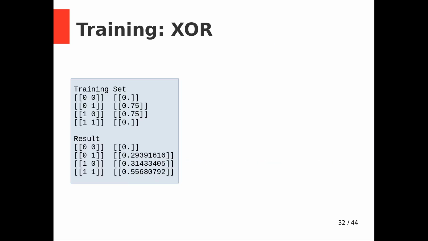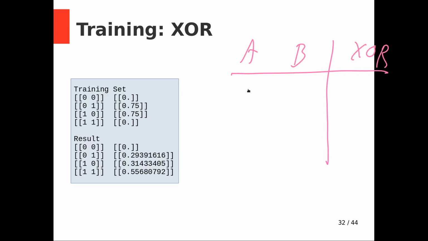So here I'm going to try to train it to learn the XOR rule. XOR, or exclusive OR, is this. As you can see, XOR is true whenever one of its inputs is true, but false when neither or both of them are true.